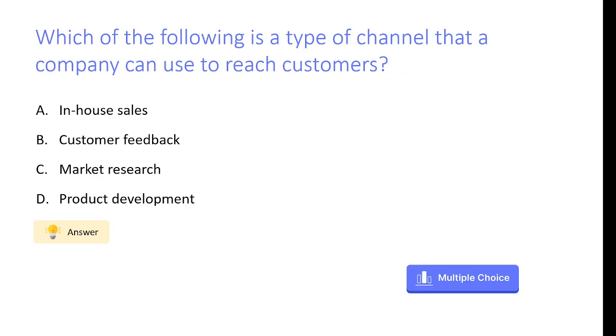So which of the following is a type of a channel that a company can use to reach customers? In-house sales, customer feedback, market research, product development. Which one is a type of channel that a company can use to reach customers? Which one? Okay, you got it. In-house sales. In-house sales is a way of reaching out to the customers.